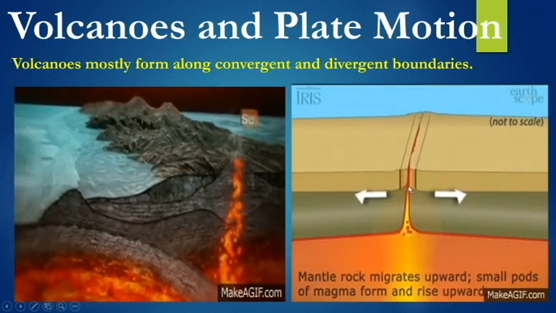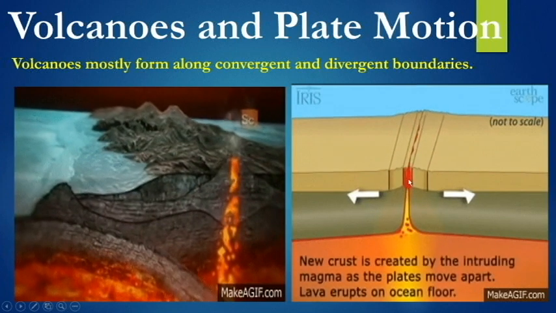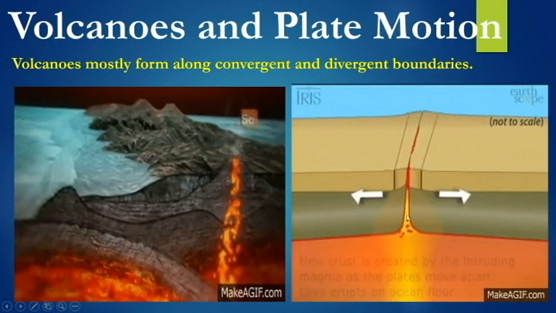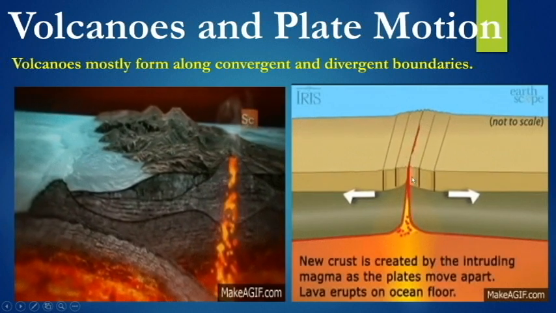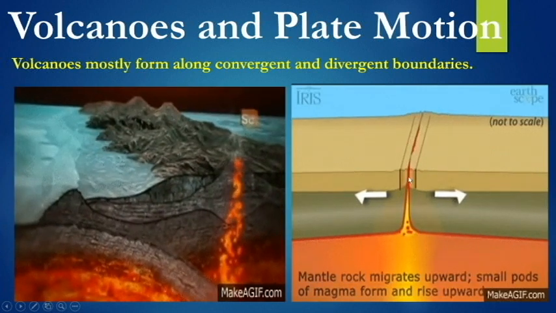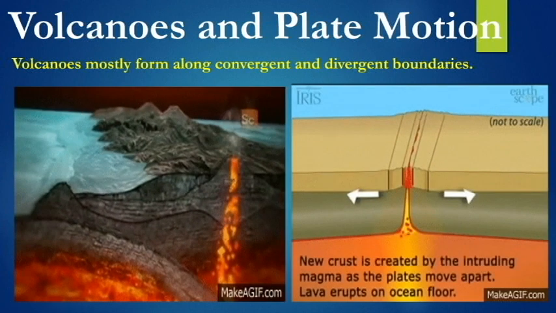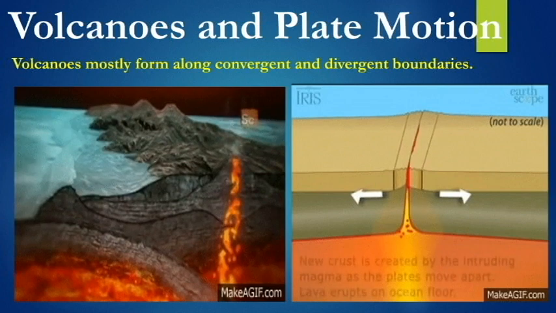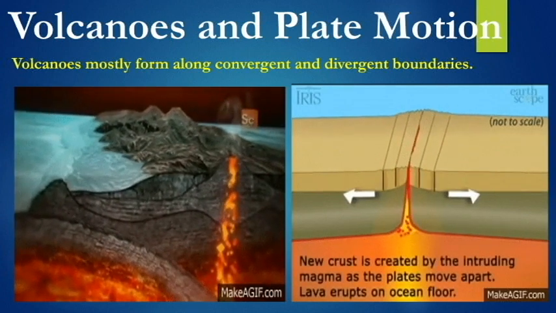Also, divergent plate boundaries. As divergent plate boundaries form, as the Earth splits open, you get magma shooting up, and you do get volcanoes. You do get lava pouring out at divergent plate boundaries too. Transform boundaries do not form volcanoes.